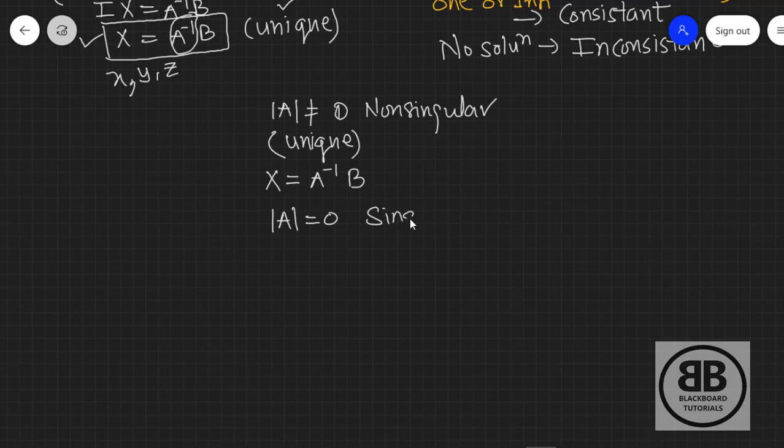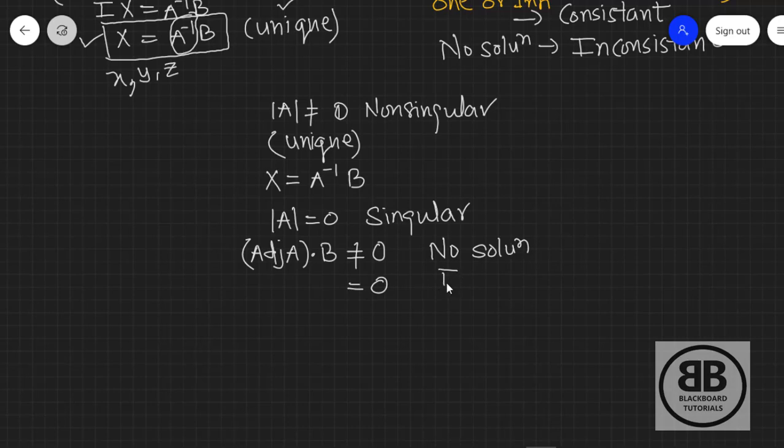And if the coefficient matrix is singular, meaning the determinant is equal to 0, then what you will do is first find the adjoint of A and then multiply the adjoint of A with B. If it is not equal to the 0 matrix, then the system has no solution, and if it is equal to the 0 matrix, then it may have infinitely many solutions or no solution. So this is the method to find the solution of a system of linear equations.